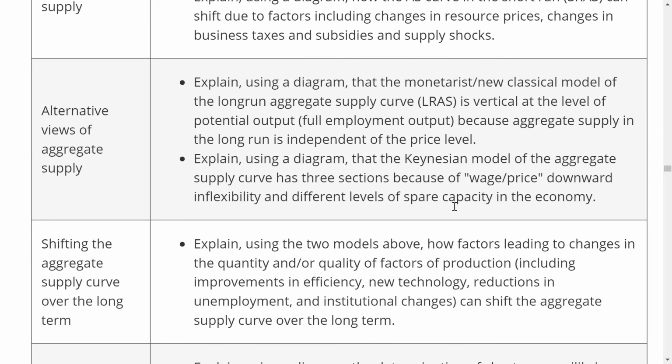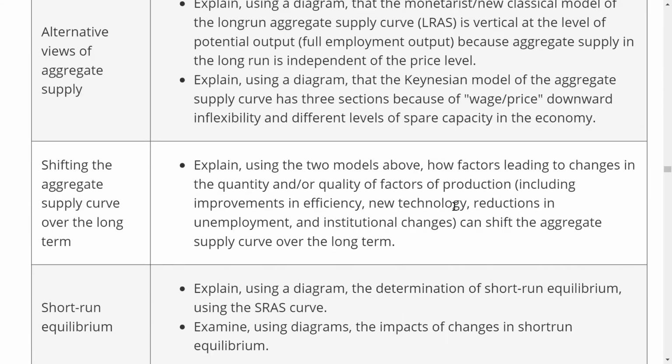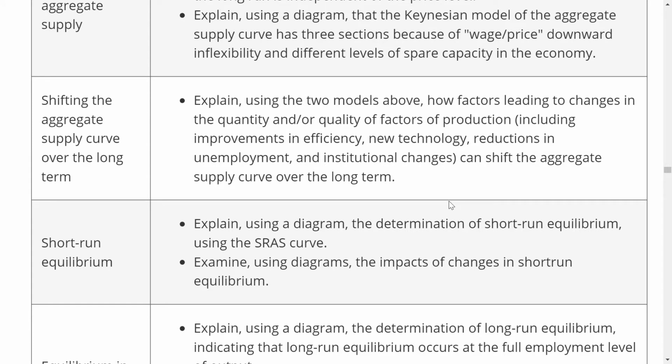Now, alternative views on aggregate supply. Once again, we have the long-run aggregate supply and the Keynesian aggregate supply. Within the Keynesian aggregate supply, every single point on the curve can indeed be the long run. So alternative views on aggregate supply is another thing you have to be able to talk about. Shifts in the aggregate supply curve, whether it is taxes or increases or decreases in interest rates, all affect aggregate supply.